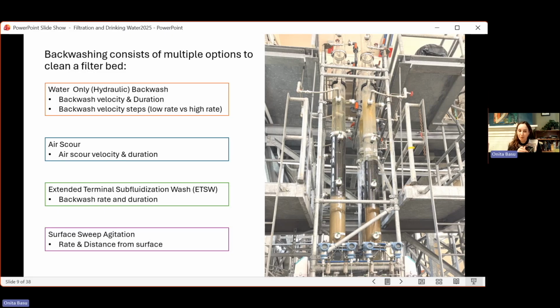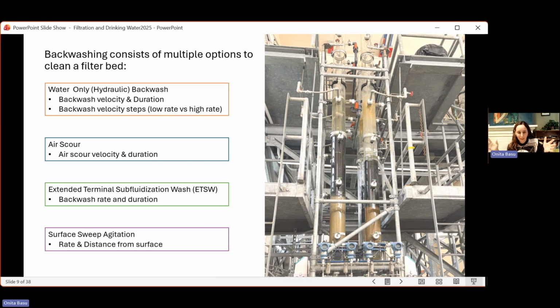There's another step called extended terminal subfluidization wash, very long and fancy sounding, which is why people always just call it ETSW for short. It's a lower water wash rate, so it's a very gentle water wash to help remove small particulates from the bed.